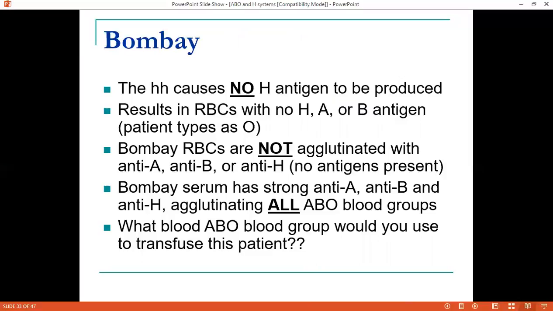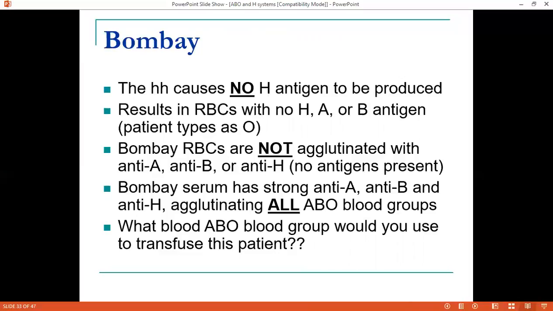Specifically, this Bombay phenotype, the little h, will cause no H antigen to be produced. And then because there's no H antigen produced, it's not going to be able to produce A or B. So the patient is actually going to type in the forward type as an O. If we test the red cells with our anti-A, our anti-B, and our anti-H, it's going to be not reactive.